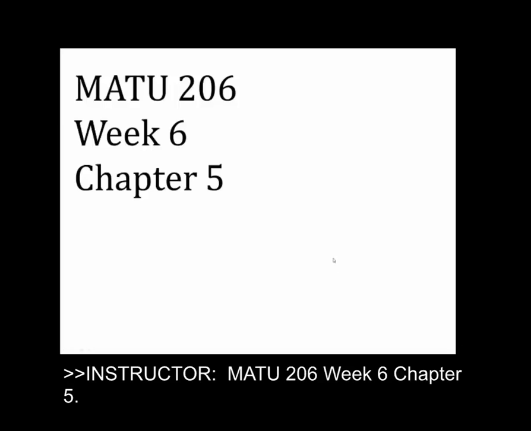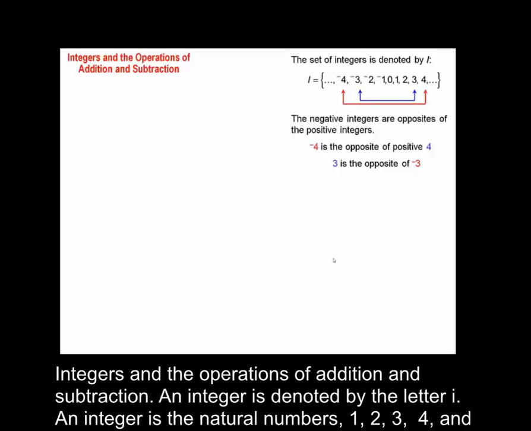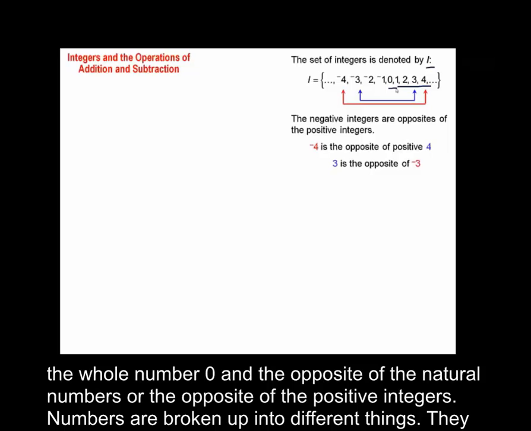MATU 206, Week 6, Chapter 5. Integers and the operations of addition and subtraction. An integer is denoted by the letter I, and an integer is the natural numbers 1, 2, 3, 4, and the whole number 0, and the opposite of the natural numbers, or the opposite of the positive integers.